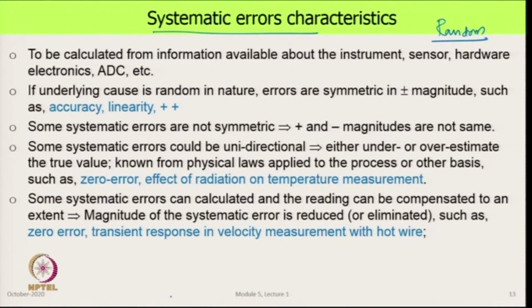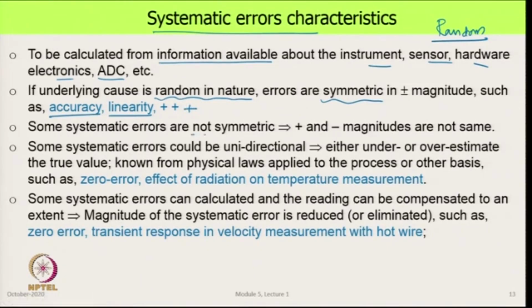So, the first thing is that we do not calculate systematic errors from data, unlike random errors, and we calculate them from information that we have to collect about the instrument, sensor, hardware, electronics, analog to digital converter and everything else. If the underlying cause of that systematic error is random by nature, the errors are likely to be symmetric, that means they are equal in plus and minus magnitude. And examples of these are errors due to accuracy and linearity, and others you can add.